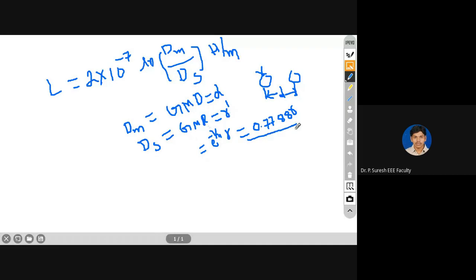Now for a single phase two wire line, Dm is equal to the distance between the conductors, and Ds is equal to R dash, that is 0.7788 into R. So the inductance of a transmission line is directly proportional to what? GMD, that is the distance between the conductors, and it is inversely proportional to GMR. Can anyone tell me, in order to increase the performance of the transmission line, should the inductance value be low or high?